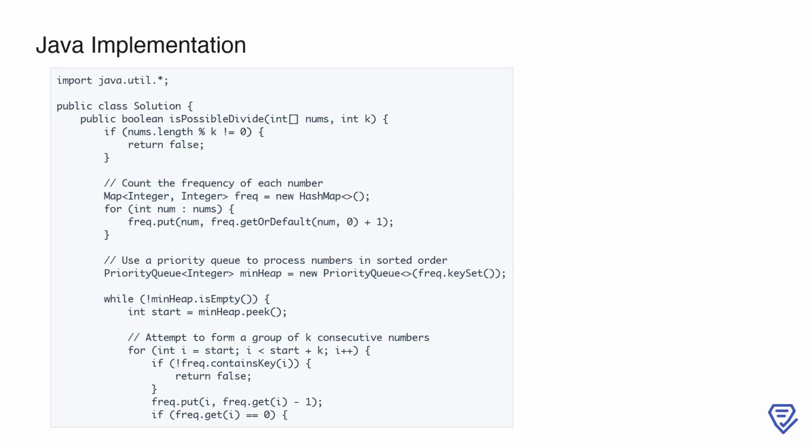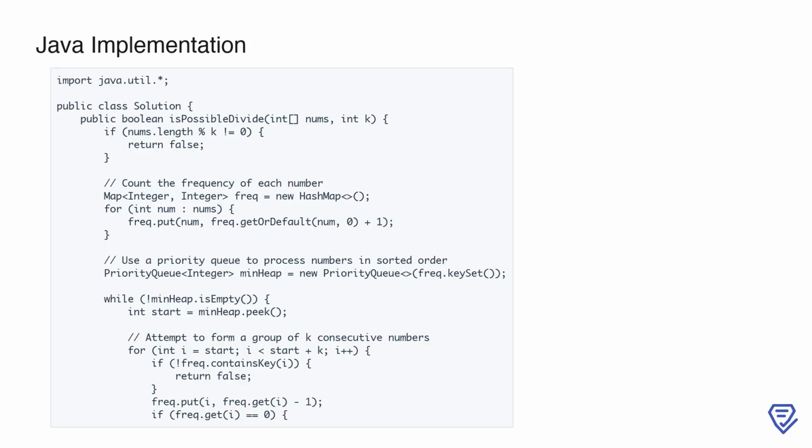The while loop begins processing as long as the min-heap is not empty. The peek method retrieves the smallest number in the heap, which will serve as the starting point for forming a group of k consecutive numbers. The for loop then attempts to construct this group by iterating through the next k numbers, starting from start.